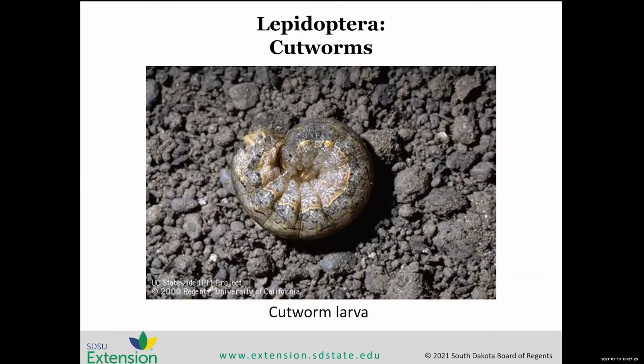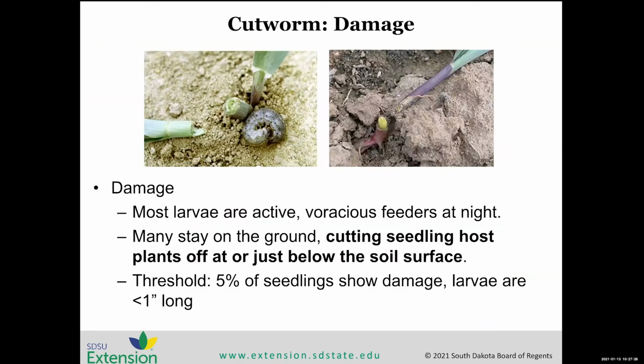Here's a picture of cutworm larva. Damage of these guys: most larvae are active, voracious feeders at night, so they are a nocturnal feeder. So if you want to find the actual larvae, you probably will have to go at night with a flashlight. Many stay on the ground, cutting seedling house plants off or just below the soil surface. That's a very general statement, as you'll see in some of the cutworms that I'll cover. They do cause different types of damage, but cutworms overall will cut really close to the soil surface.